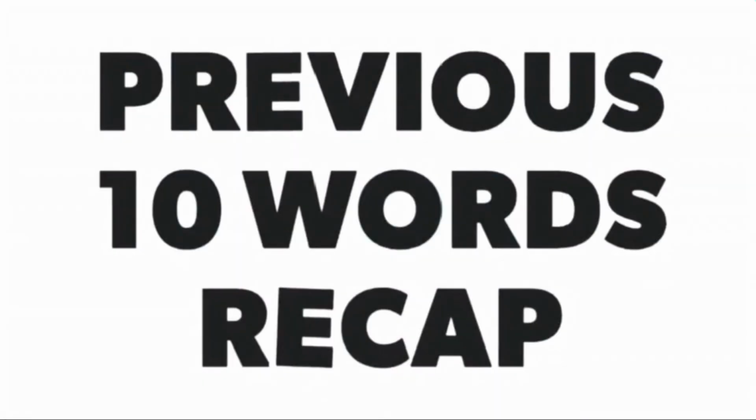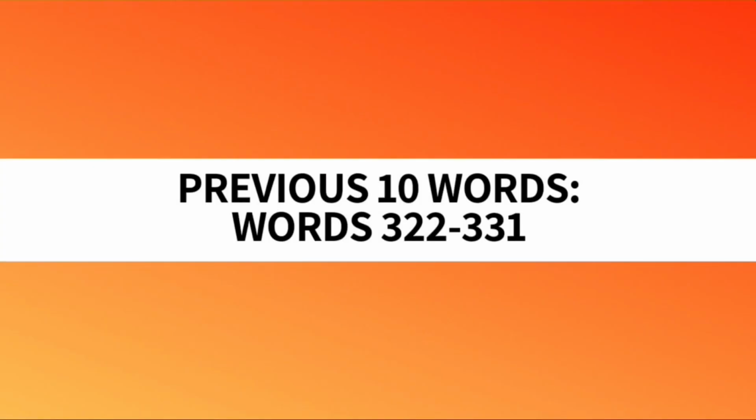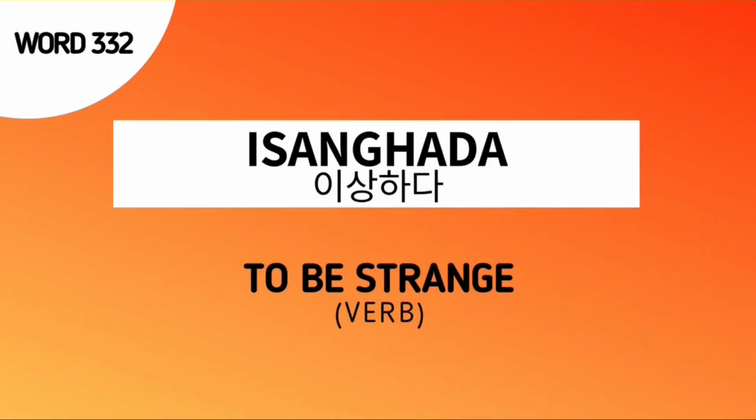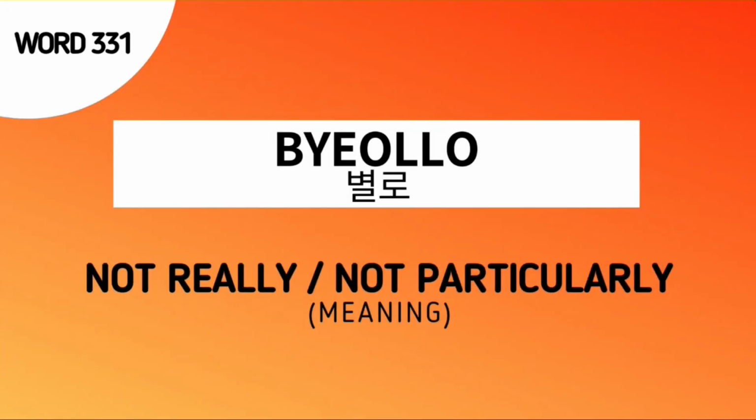Now let's proceed to our previous 10 words recap. As of now, our previous 10 words are words number 322 to 331. But don't forget our word for today, word number 332, 이상하다, which means to be strange. The first word for our review is word number 331, it's 별로, which means not really.